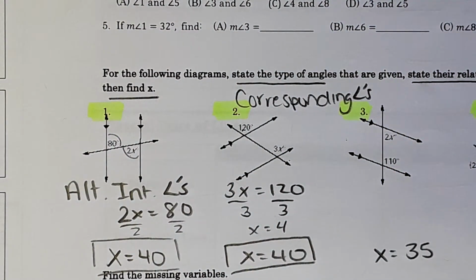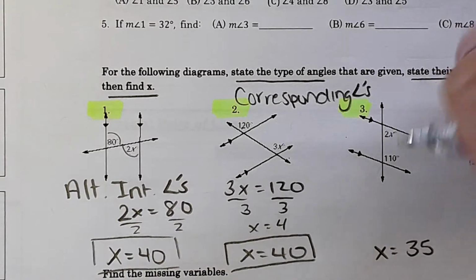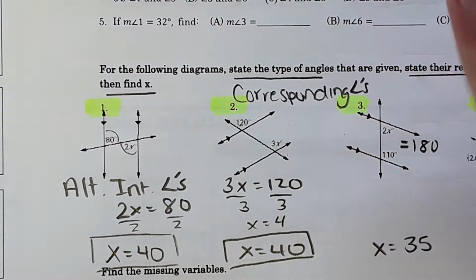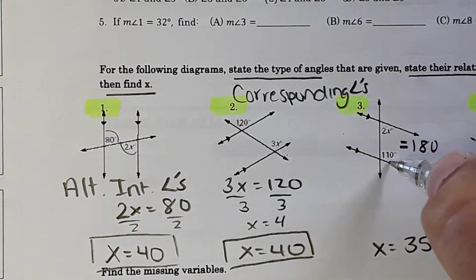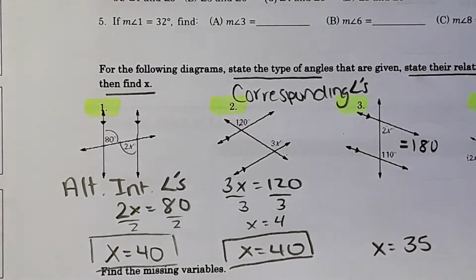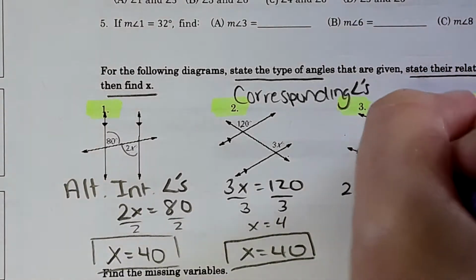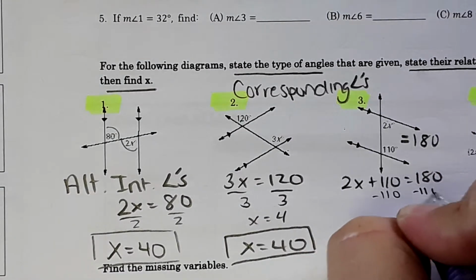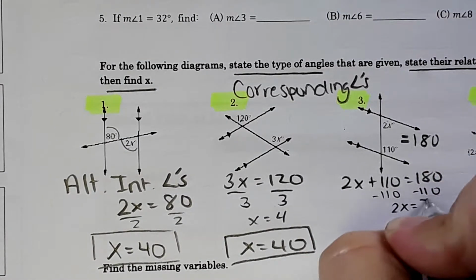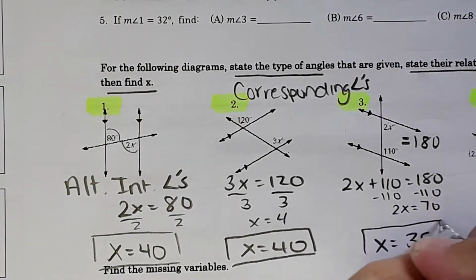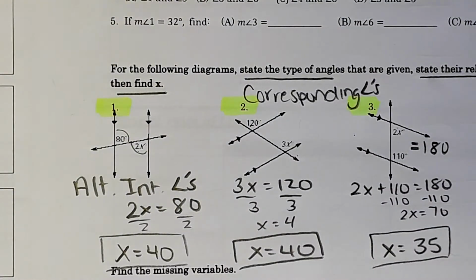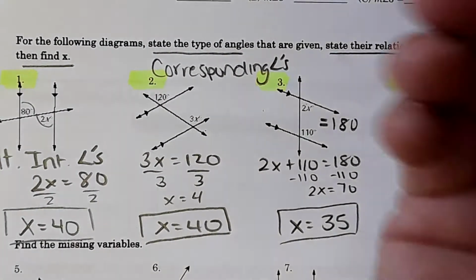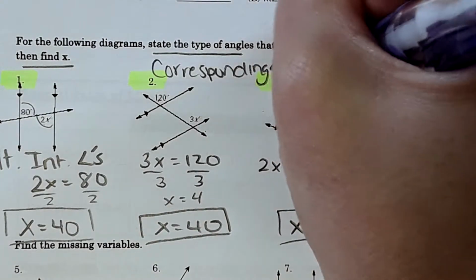Now, number 3 was a tricky one. These angles are not equal. Consecutive interior angles add to 180. If you look at it closely, you have an acute angle and an obtuse angle. They are not equal, they're supplementary. So 2x plus 110 equals 180, and you go ahead and solve. 2x equals 70. Divide both sides by 2, and that's where you get x equals 35. Congrats if you noticed that. Good job. Those are consecutive interior angles.